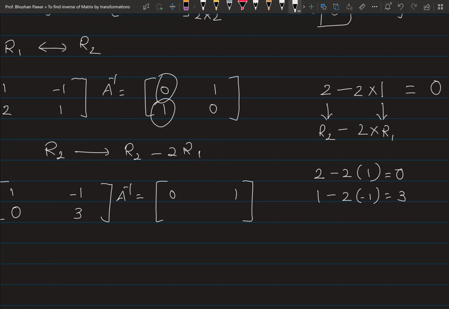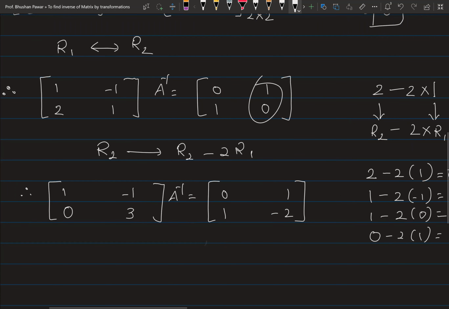Okay. So first element of R2 is 1, first element of R1 is 0. So 1 minus 2 into 0, so we are going to get 1. So the element is 1. Similarly, if we take these two next elements, we will write 0 minus 2 into 1 is minus 2. So we have finished the first operation. I hope it is very clear to you.